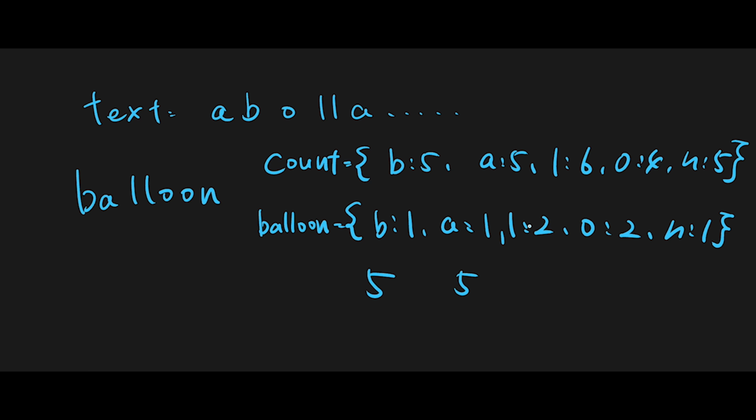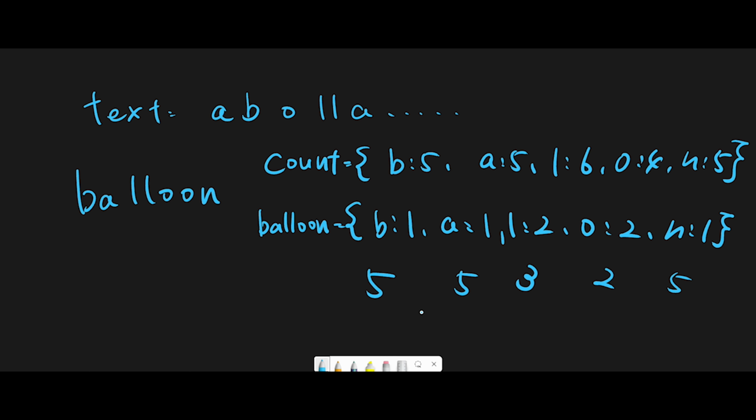So 5. And how about L? We need 2 L's, and the count hash map has 6 L's, so potentially 3 copies. So 3. And how about O? We need 2 O's to create a balloon, and the count hash map has 4, so 4 divided by 2 is 2. And how about N? We need 1 N to create a balloon, and the count hash map has 5 N's, so potentially 5 copies. So 5.